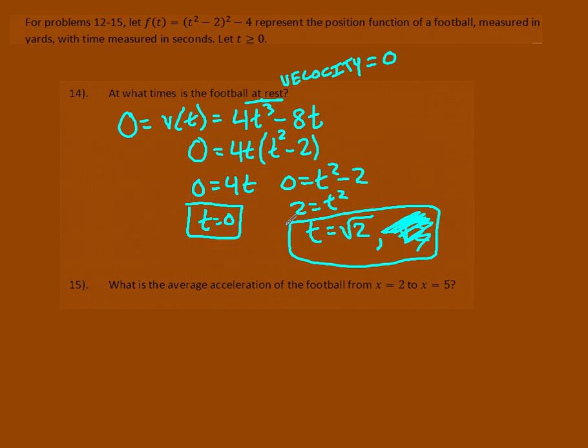And then the last part, what is the average acceleration? Remember, when I say average, I should also look one above. Always look one above what I had before.